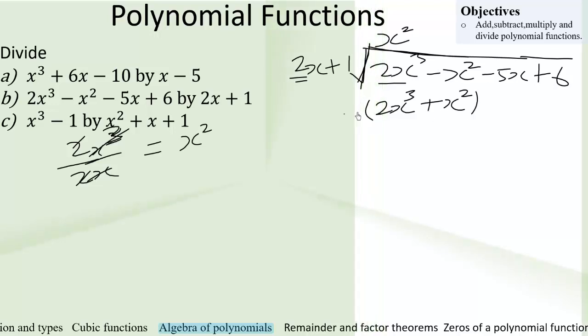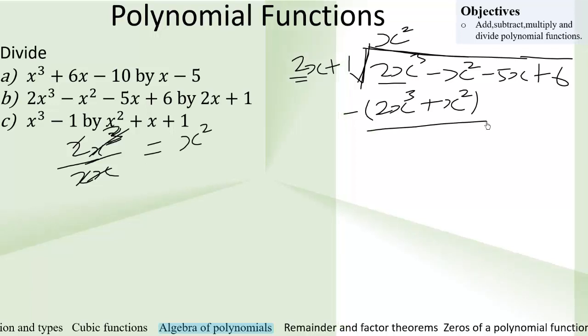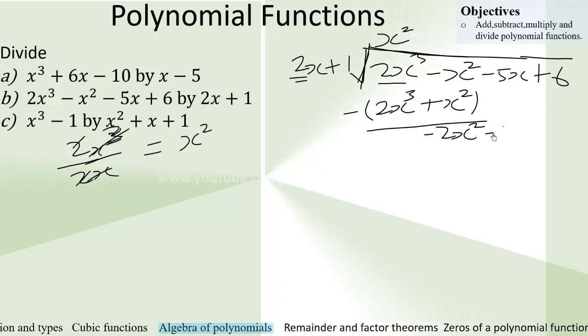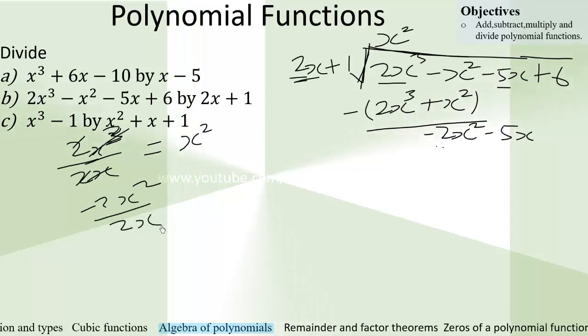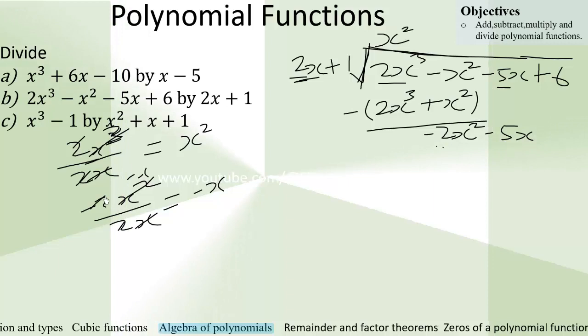So we subtract: 2x cubed minus 2x cubed will be 0. Negative x squared minus positive x squared will be negative 2x squared. Then drop the minus 5x. This minus 5x, you drop it here. So the next thing you're going to do is to divide this negative 2x squared by this 2x here. So you're going to get negative x, because this will go here x times the 2x and cancel the 2x. So minus x.